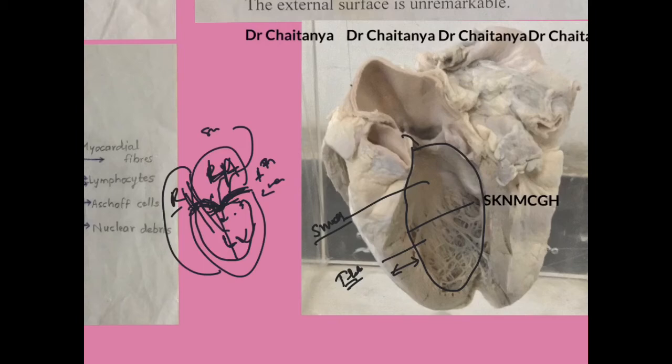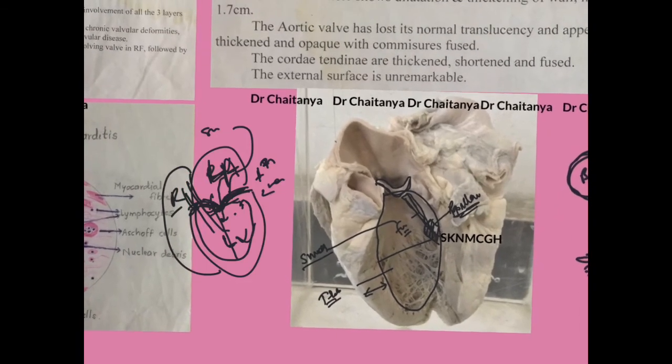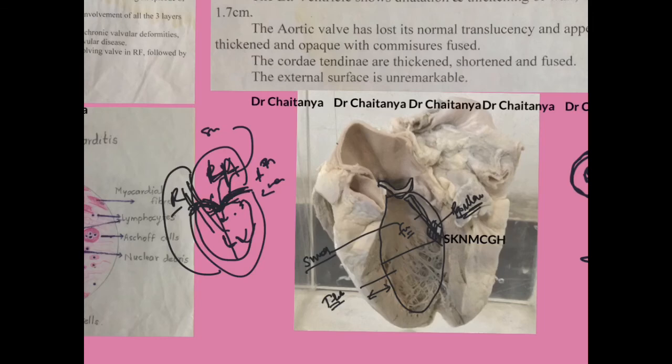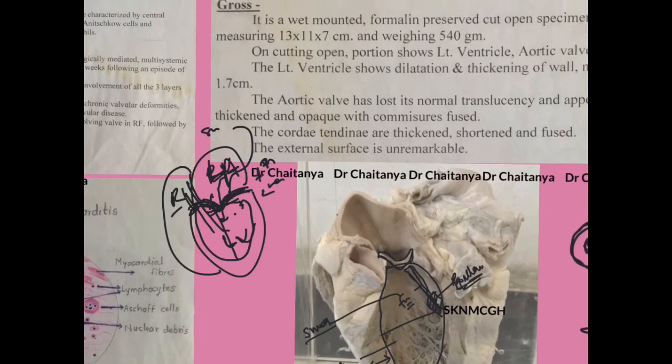Now the second thing is, here you can see the wall translucency has been lost, and due to the thickness, the tendon thickness, this is called the chordae tendineae, which are fused now, due to that the muscles are not working properly. That muscle is called the papillary muscle. So this is the basic mechanism, and this is your specimen of rheumatic heart disease, which is showing chordae tendineae thickening, and the external surface is unremarkable.